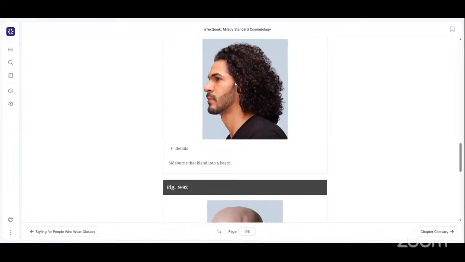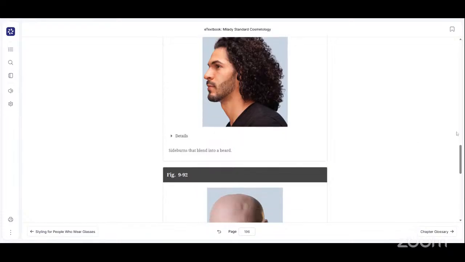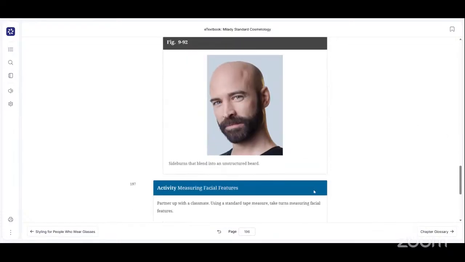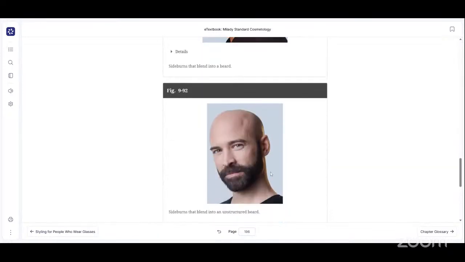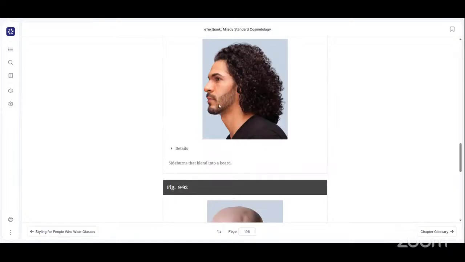Sideburns that blend into the beard, okay, here. So we're taking all density off. We're not really taking the hair away, but we probably thinned out and blended the sideburn into the beard. I think that's always awesome. And it's sideburn blending into an unstructured beard, which means the beard is heavy and does not have a design line. So here we go. The beard is light to medium, and it has a definite connection from the sideburn over into the beard. Okay, it's very sharp, very clean.